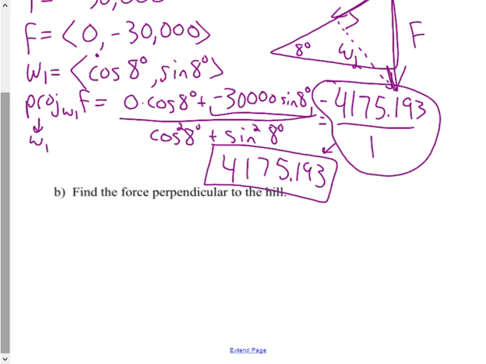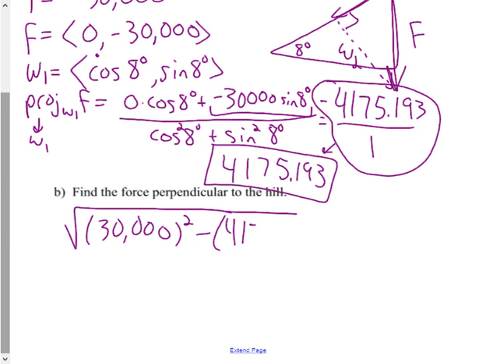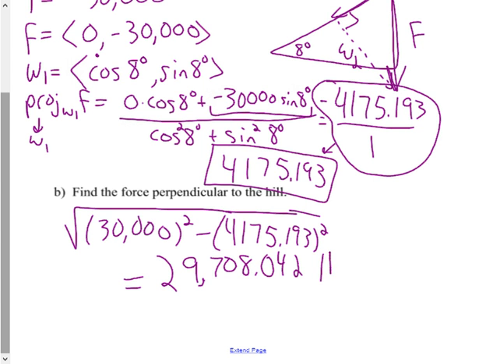W2 is going to be the square root of that 30,000, since there's a triangle here, we're assuming this 30,000, if it's negative, it would cancel anyway, squared, minus, this was one of the legs, 4,175.193 squared, all under the square root. Calculating, I get 29,708.042 pounds. And that is the answer for that.